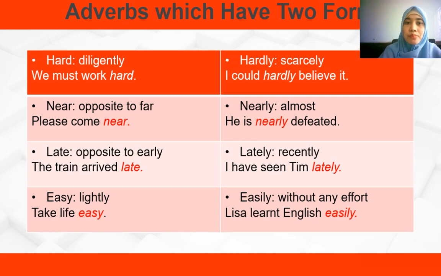Next, near. Near here means close, or the opposite of far. Please come near. Please come near means please come close. But nearly is different with near. Nearly here means almost. For example, he is nearly defeated, means he is almost defeated.